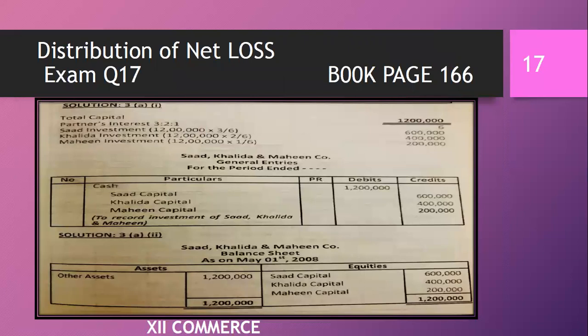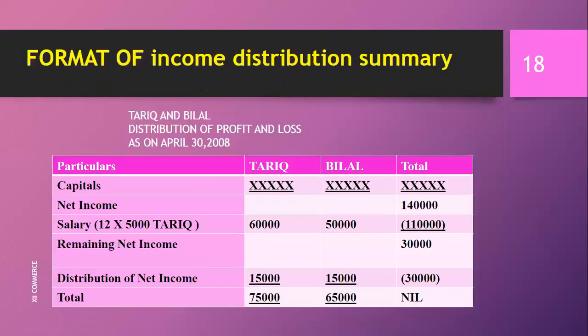Then in part A, this is the topic of partnership formation. Let's talk about part B. Yes, at the top you can see we have the name of the firm, where I'm moving my cursor, Tariq and Bilal. I have mentioned in the second line distribution of profit and loss. You can write it down, income distribution summary. And then you have to mention as on April 30. So, as on April 30, you have to write down the closing month of this income distribution summary.